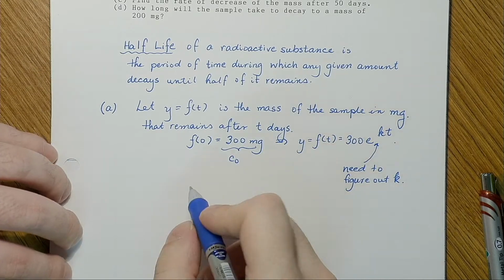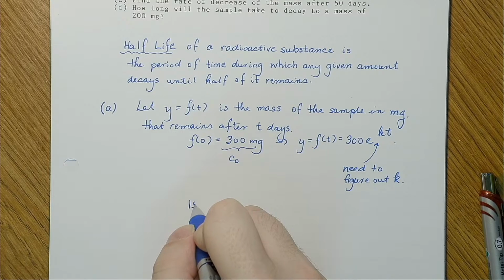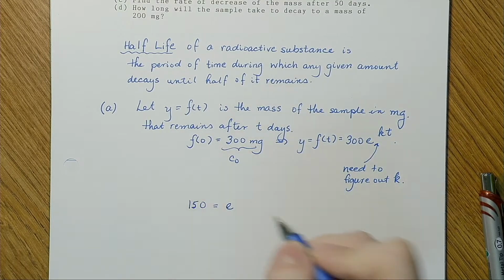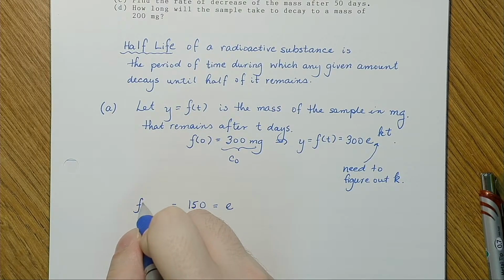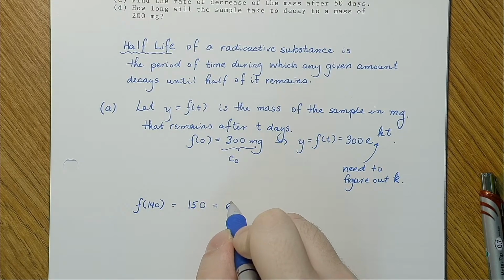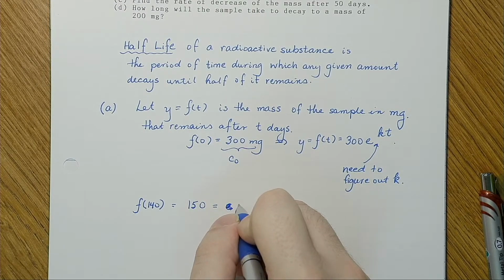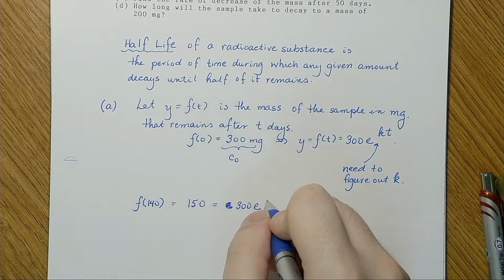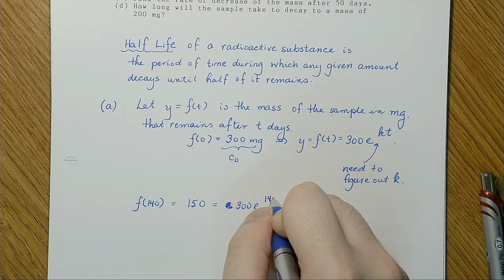So I know that I have 150 is equal to, sorry, I should also put this as f at 140. And here I'll have 300 e to the k times the time. So I'm just going to write the 140 first and then the k.